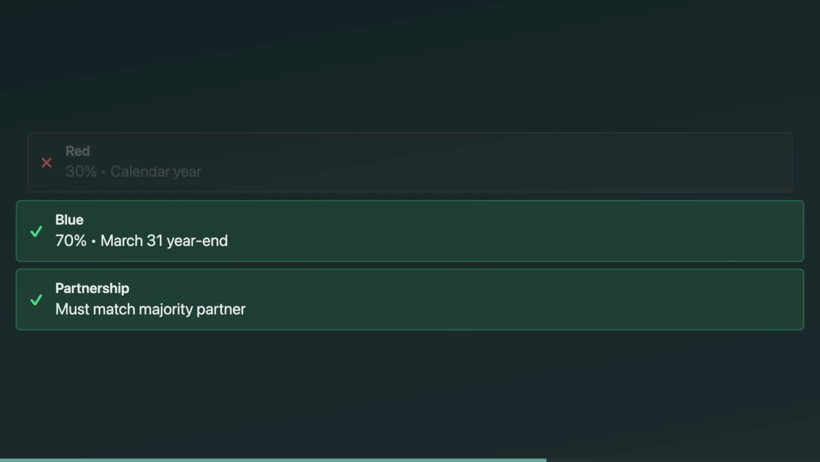Here's the classic fact pattern. Red owns 30% and is calendar year. Blue owns 70% and has a fiscal year ending March 31st. Because Blue owns a majority interest, the partnership must conform to Blue's year-end. So the partnership's tax year ends March 31st. On exam questions, your first move is to identify who's over 50%, then match that year-end.